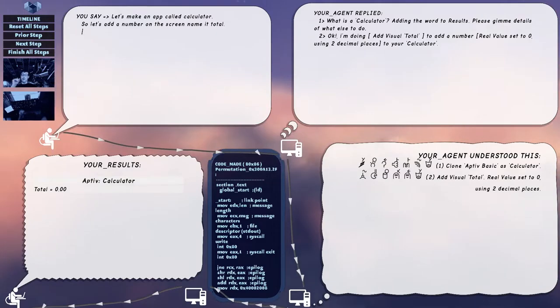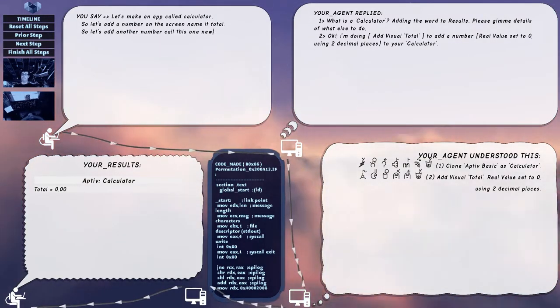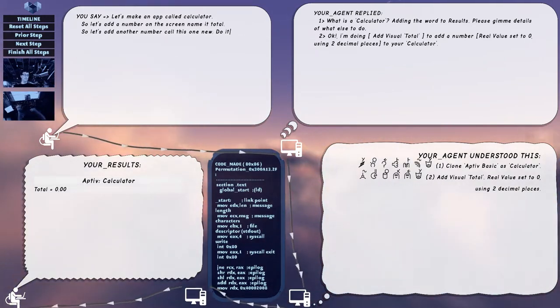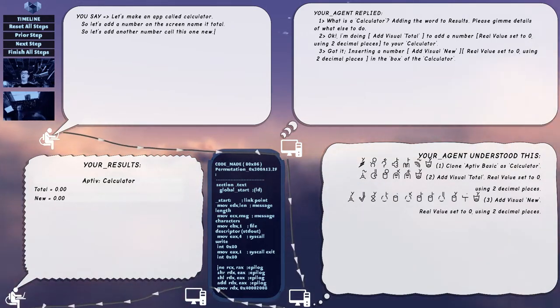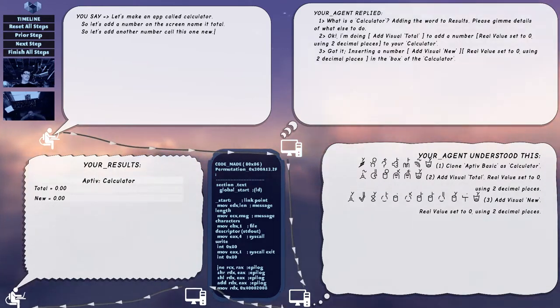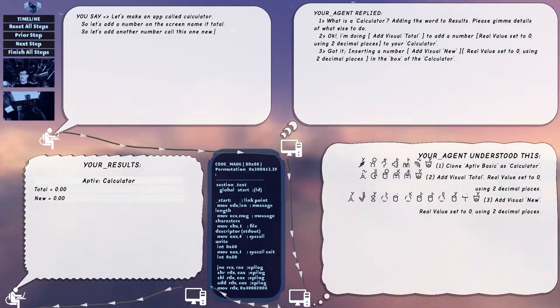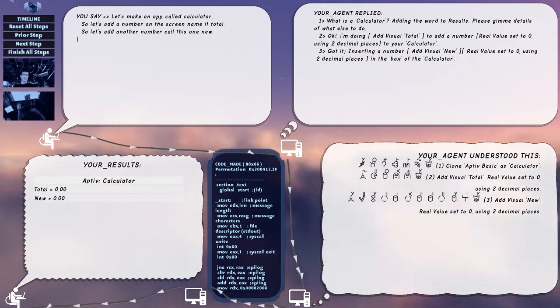So let's add another number. Call this one new. Full stop. Do it. See, that didn't hear my words, so I hit the button that also does do it. Either way, we've moved on to the next step here. So we've got two numbers.